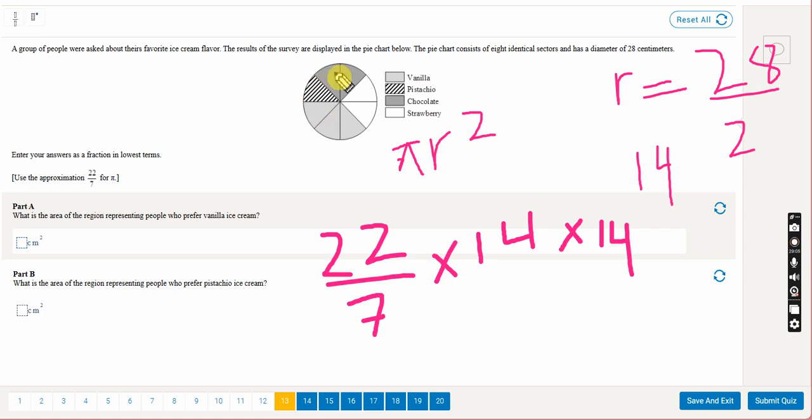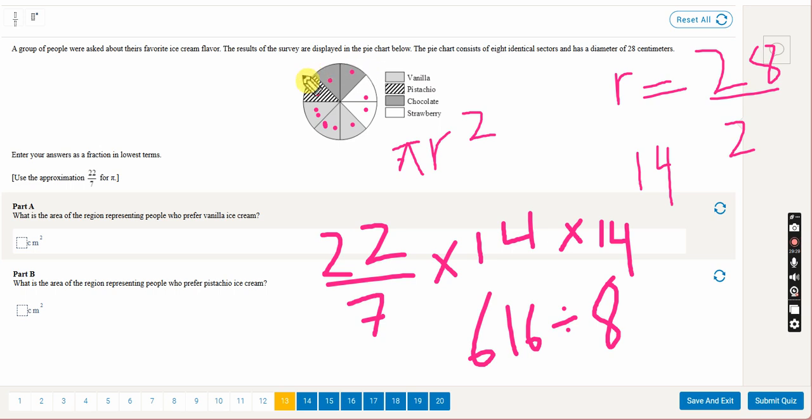Now, how many parts did they convert that circle into? 1, 2, 3, 4, 5, 6, 7, 8. 8 parts. Divide the answer 616 by 8. Why? Because remember you see these shapes, they're the equal size. This one is equal to this one. So if you find the area of one, you can find the area of all of them.